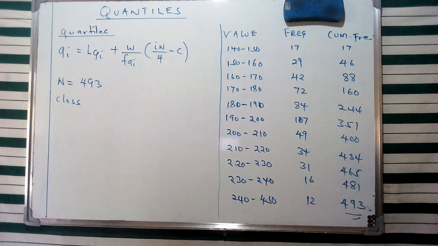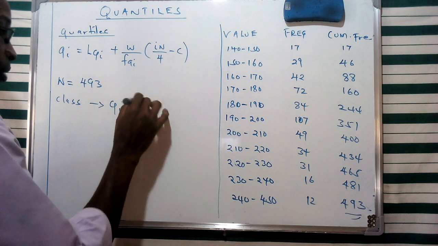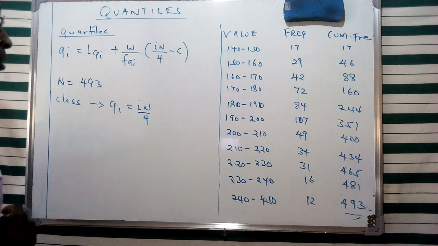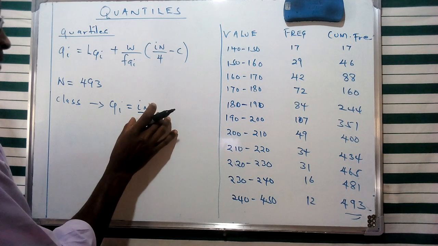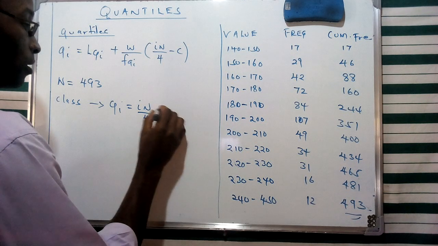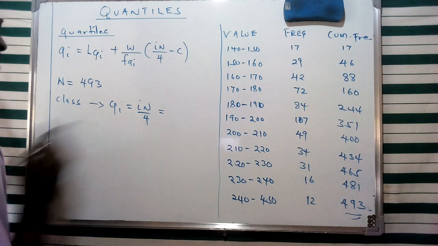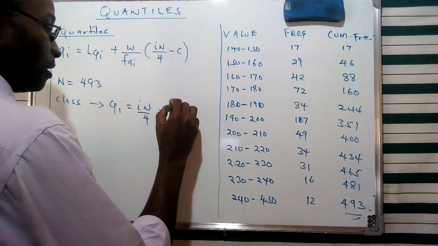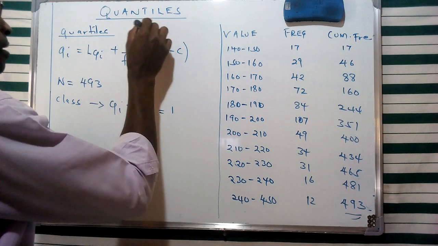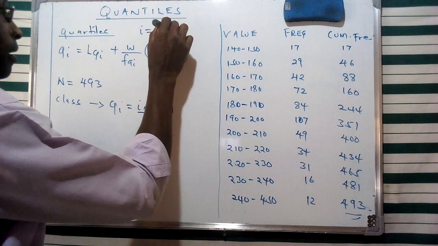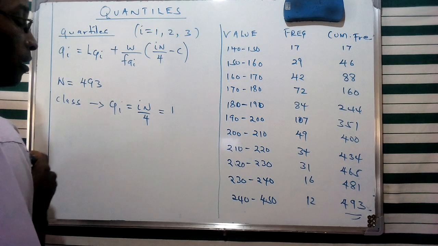As we said, the quartile class is determined by i times n over 4, and it is the class whose cumulative frequency is equal to or greater than this value. So this is equivalent to the ith quartile. In case we are going to find the first quartile, we have i represented as such. We had mentioned earlier that i has a range of values 1, 2, and 3, representing the first, second, and third quartile in that order.